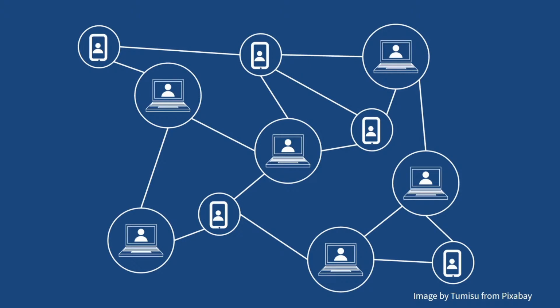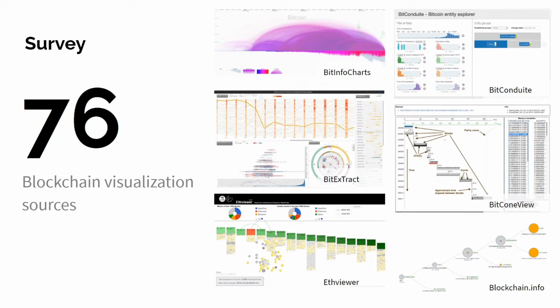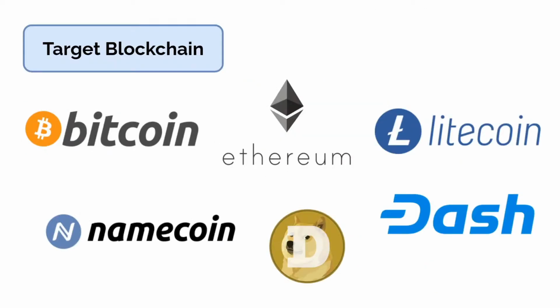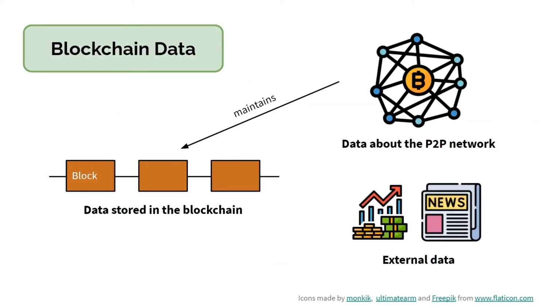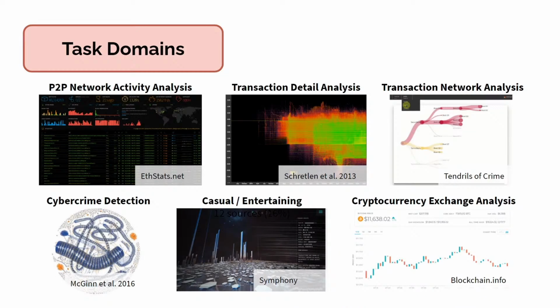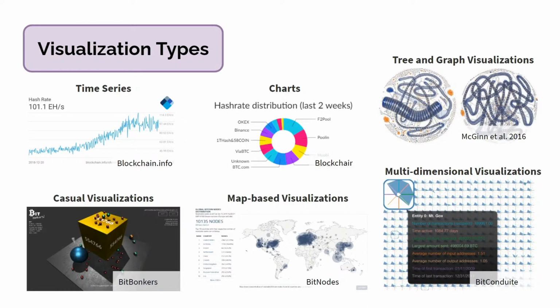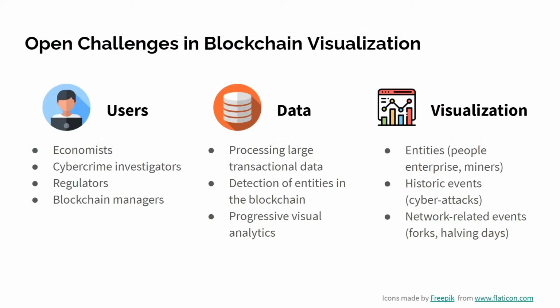Blockchain has gained more attention and its applications are emerging. We collect 76 blockchain visualization tools and systematically classify them into 5 aspects: target blockchain, blockchain data, target audience, task domain, and visualization type. In the end, we look at open challenges in blockchain visualization.